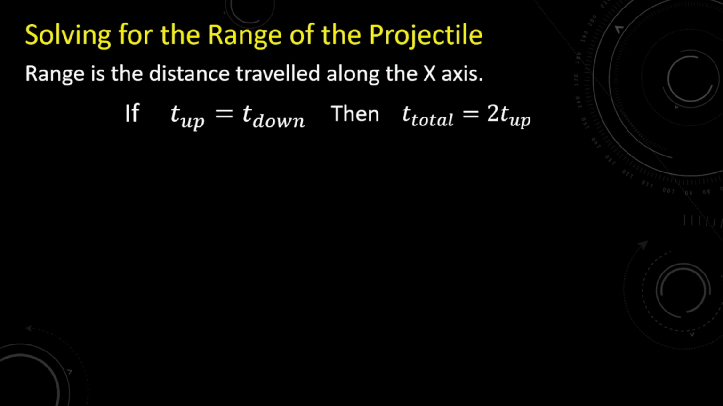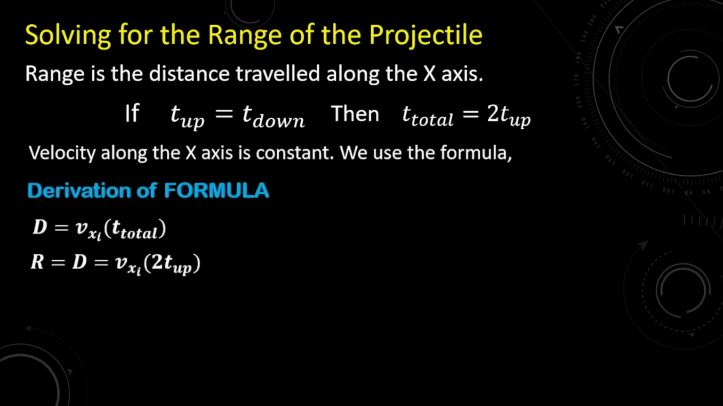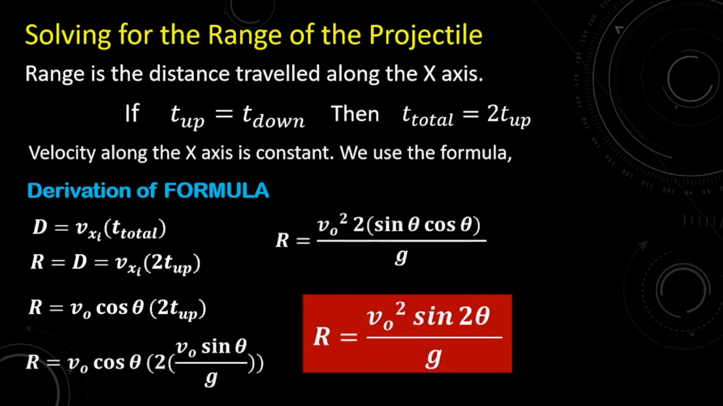We also use the fact that the velocity along the x-axis is constant. We can use the formula range r, or d, is equal to v sub x times total time. Then we realize that this is equal to v sub o cosine theta times 2 t up. This can now be simplified as r is equal to v sub o squared times sine 2 theta all over g. That's pretty much everything that you have to learn about projectile motion.